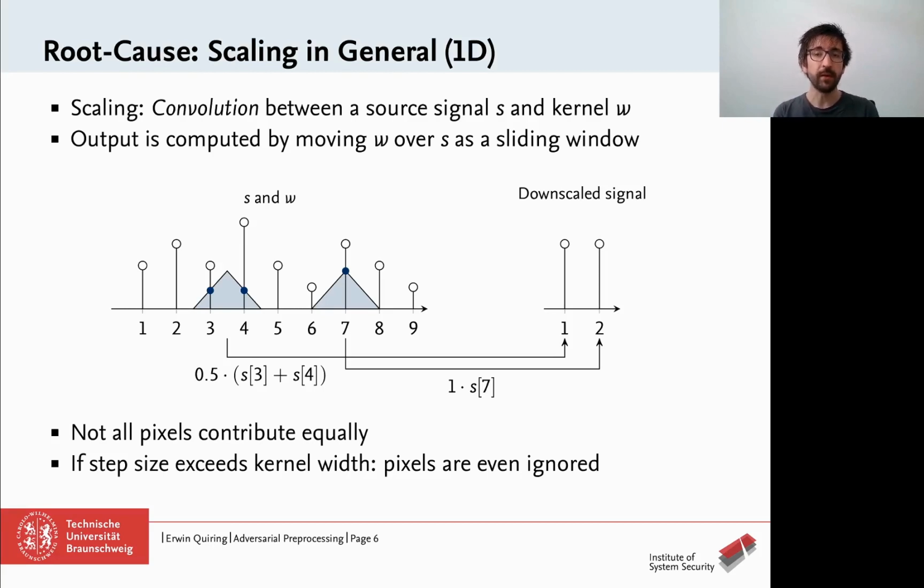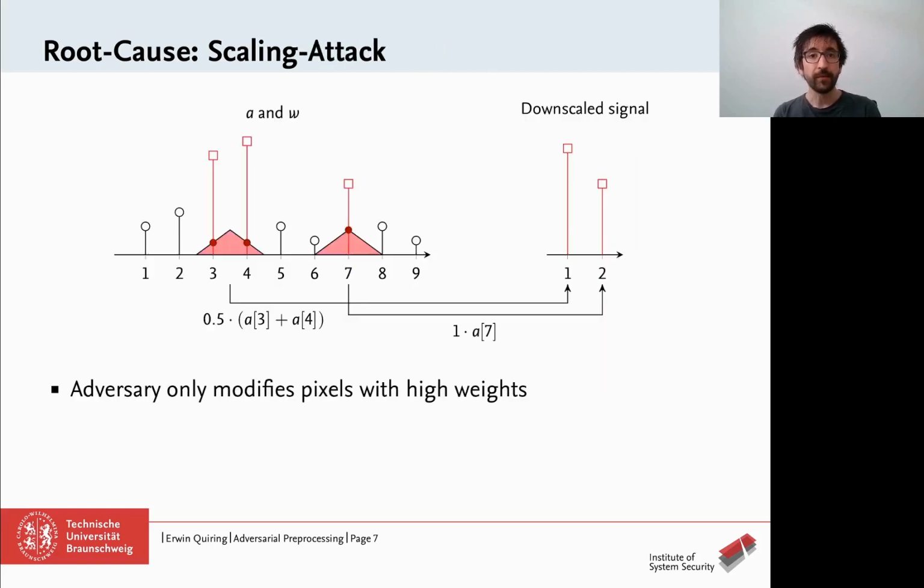In this example here, we had to use a larger step size as we scaled an image from 9 pixels to 2 pixels, and only 3 out of 9 pixels were used for downscaling. Therefore, an adversary only needs to modify those pixels with high weights by setting them to the target value, and the rest of the image remains unchanged, as the example here shows. In this way, we achieve both goals of the attack.